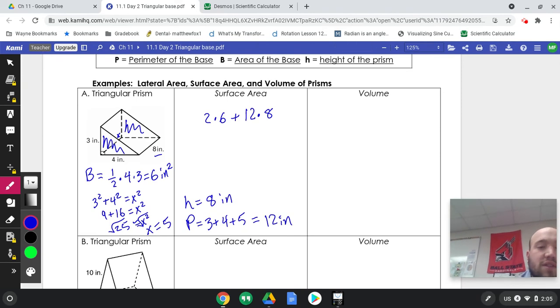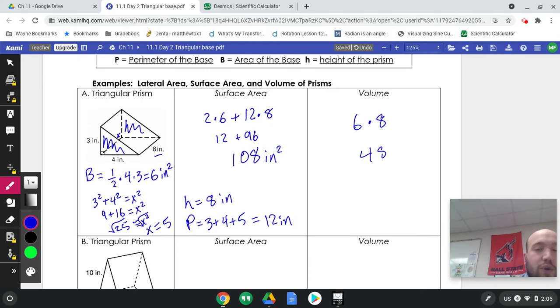So 2 times 6 gives us 12. 12 times 8 is 96. Add those together, 108. And just like yesterday, it'll be inches squared. To find your volume, just the area of the base. So 6 times that height of 8. And it's just 48 inches. Remember, this one is cubed.